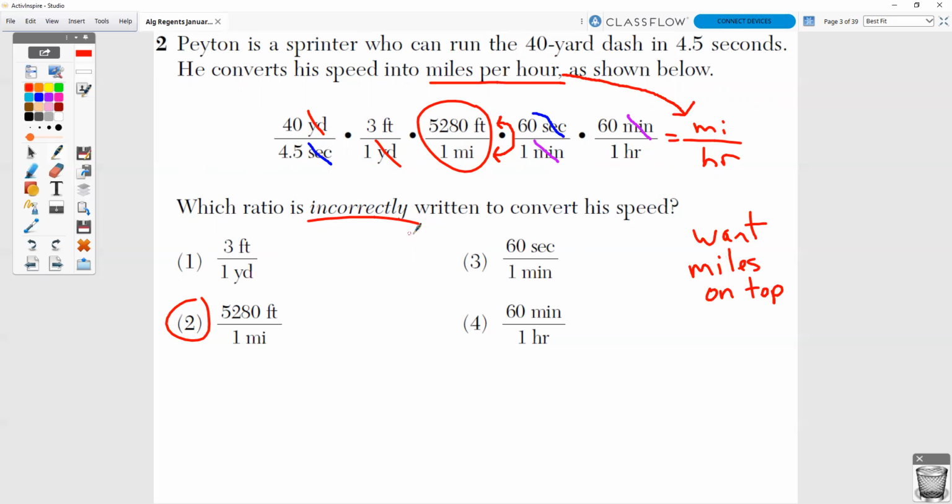They want to know which one is written incorrectly. Well, it's this one because it's actually flipped upside down. If we flipped it upside down, then the feet would cancel out with the feet, and you'd be left with miles on top and hours on the bottom. So that is the one that is written incorrectly.